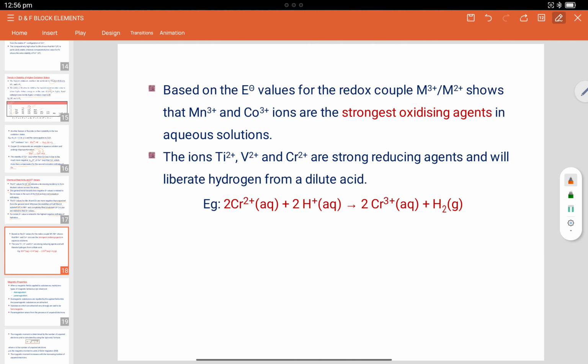Based on the E naught values for the redox couple M3+/M2+, Mn+2 and Co+2 ions are the strongest oxidizing agents in aqueous solution. Chromium ions are strong reducing agents and will liberate hydrogen from dilute acid. So in chromium acidic solution, hydrogen gas will be liberated.